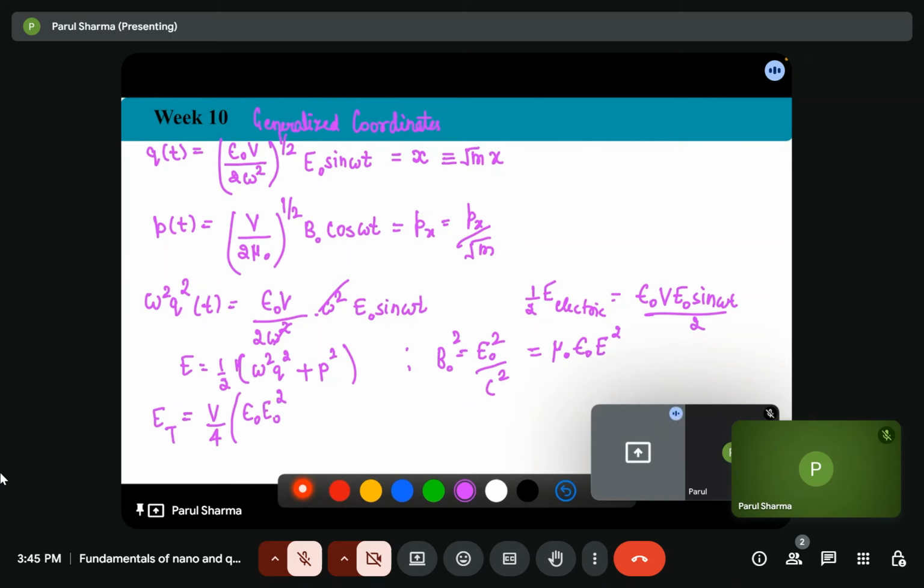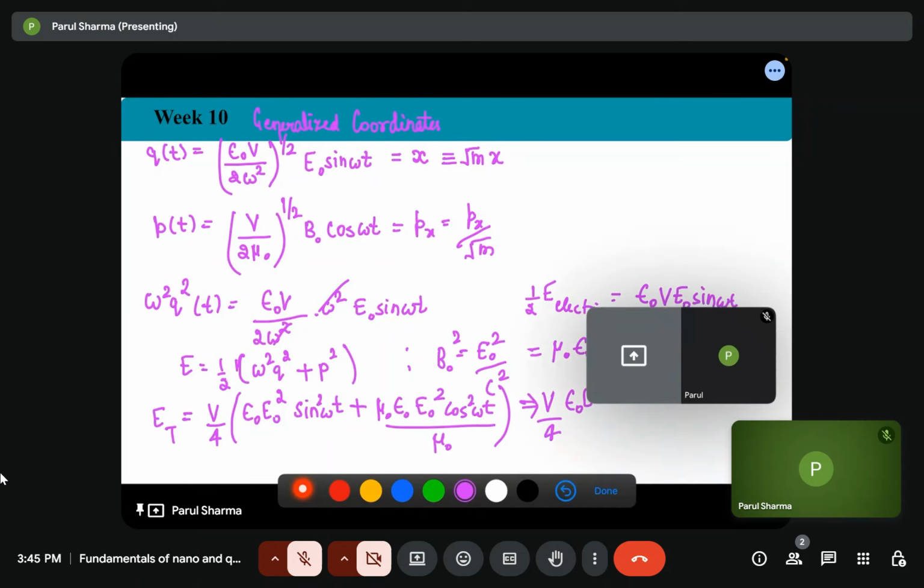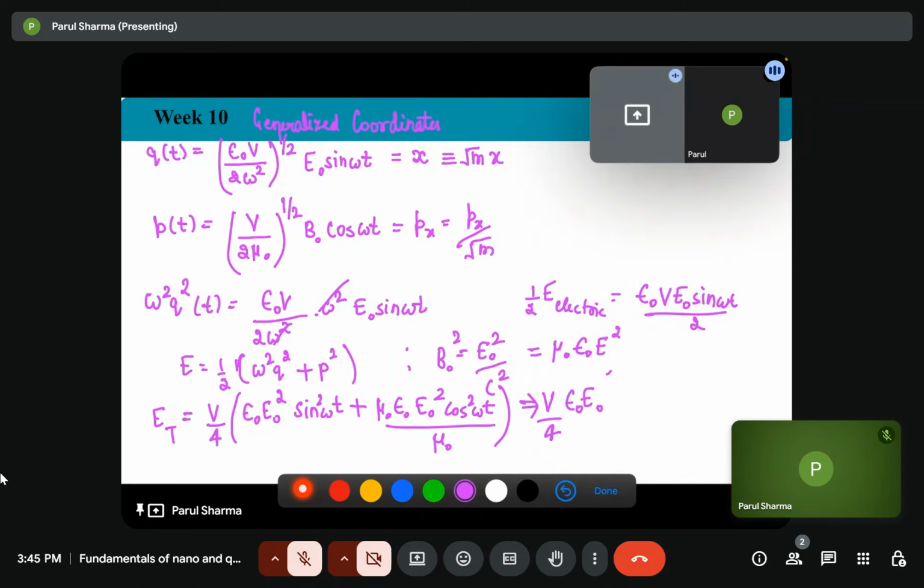epsilon naught E naught squared sin squared omega t plus mu naught epsilon naught E naught squared cos squared omega t by mu naught, which is equal to V by 4 epsilon naught E naught squared. So this is the total energy, which we can write either in terms of the electric field or in terms of the magnetic field.